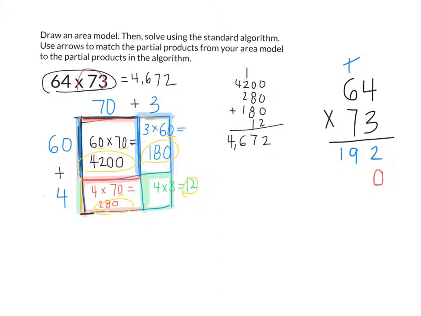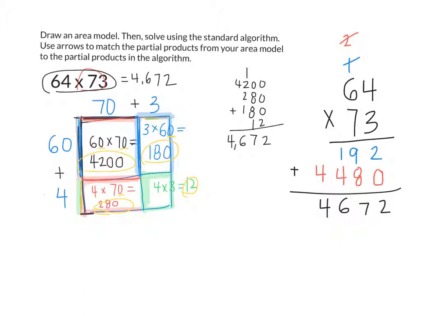Very good. Now I can do 7 times 4, which is? 28. Okay, so we'll record the 8 and regroup the 2. And then 7 times 6, which is? 42. Plus 2, 44. Okay, if I add those two partial products together, do I get the same answer? I do. But, you know, the directions tell us we need to draw arrows to show the partial products in the area model and the partial products in the standard algorithm.